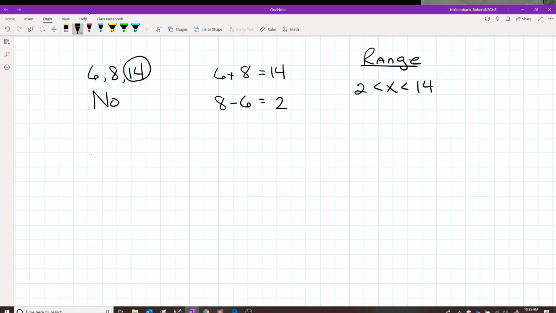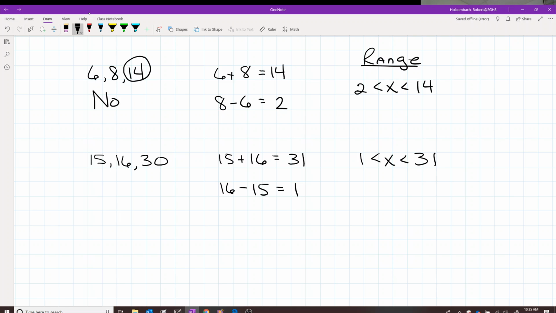15, 16, and 30. Again, you take the two shortest sides and add them together. So 15 plus 16 is equal to 31. 16 minus 15 is equal to 1. So the range of values for the third side, 1 is going to be less than x, which is less than 31. The third side of that triangle has to be greater than 1 and less than 31. So does this 30 meet that criteria? Yes, so these would form a triangle.